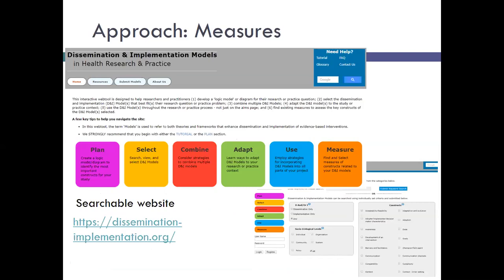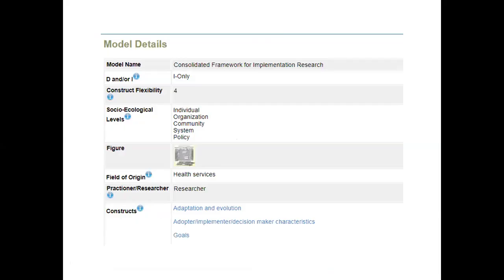Another way a model is often operationalized, as Borsika mentioned, is in a study measure. Reviewers often note limitations when study measures do not seem to be informed by a model, especially if a model had previously been mentioned in the proposal. So this is the same website Borsika showed. Thinking again about that select section, you can click in that section to identify a model to dig into. In this case, I just picked the Consolidated Framework for Implementation Research just as a visual.